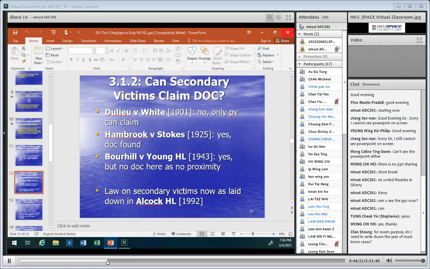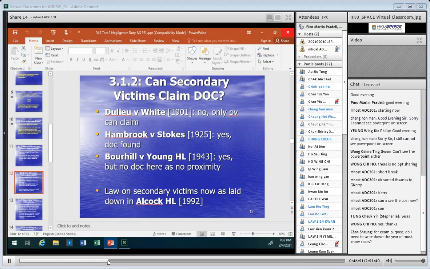Okay, and in Dulieu and White, where was it? Their pregnant barmaid suffered nervous shock when a carriage came off the road and crashed into the bar where she was working. She subsequently miscarried due to the shock. Okay, and he says you can only claim if you are a primary victim. Can't claim if you are a secondary victim.